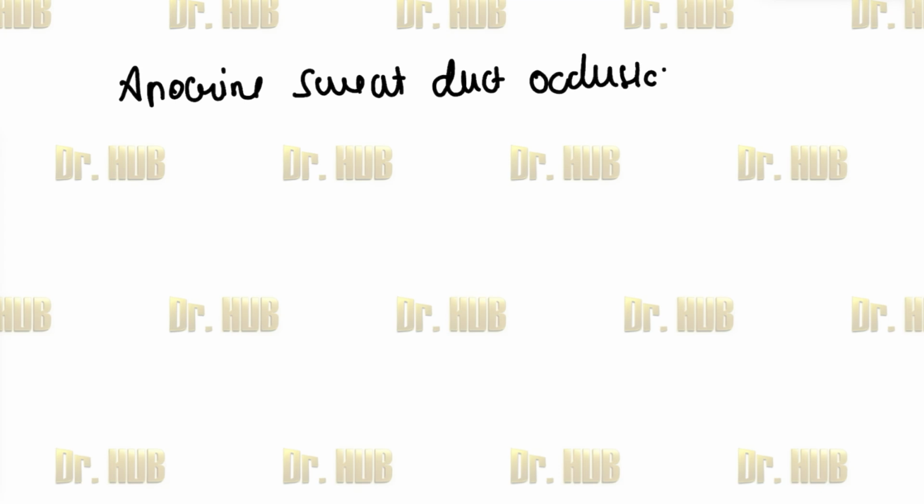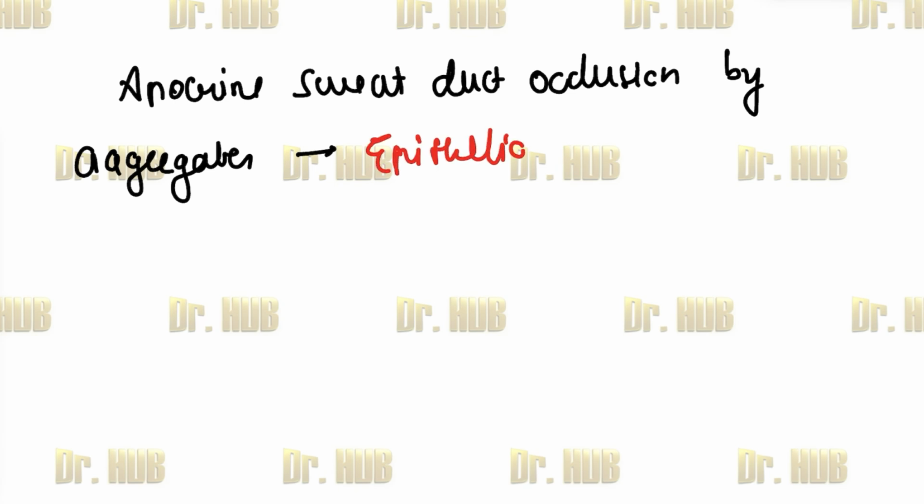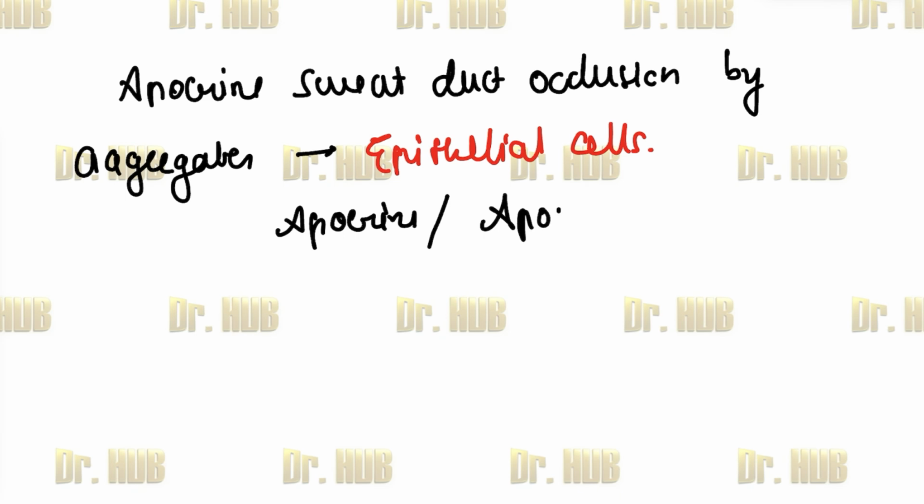So the condition occurs as a result of apocrine sweat duct occlusion by aggregates of epithelial cells, and this is of the apocrine or the apoeccrine secretory cells.